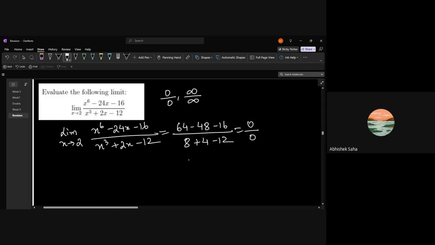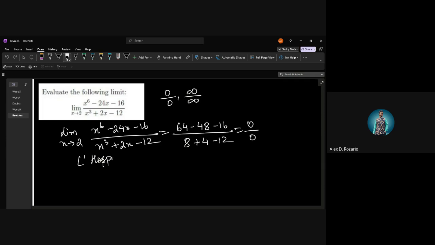You have to use L'Hopital rule, or you can also use factorization here. Factorization will be tough, because here we have x to the power 6. If it is a simple type of expression, we can use factorization, but L'Hopital will be the better choice. So what is L'Hopital rule? Anyone tell L'Hopital rule? Yes, L'Hopital.